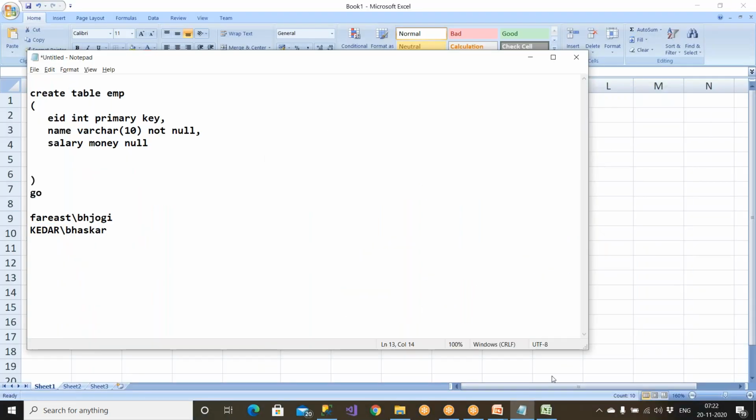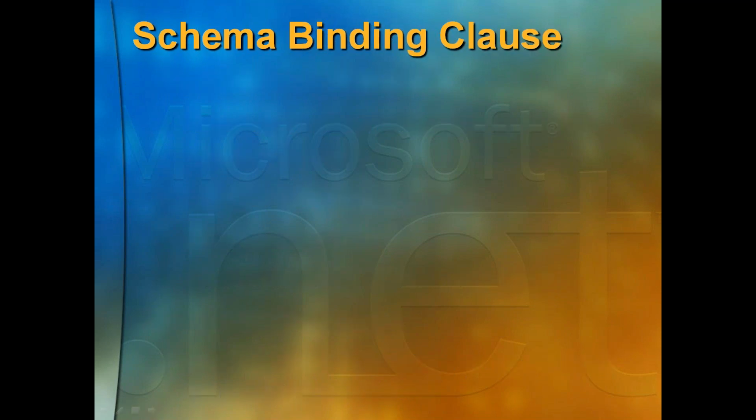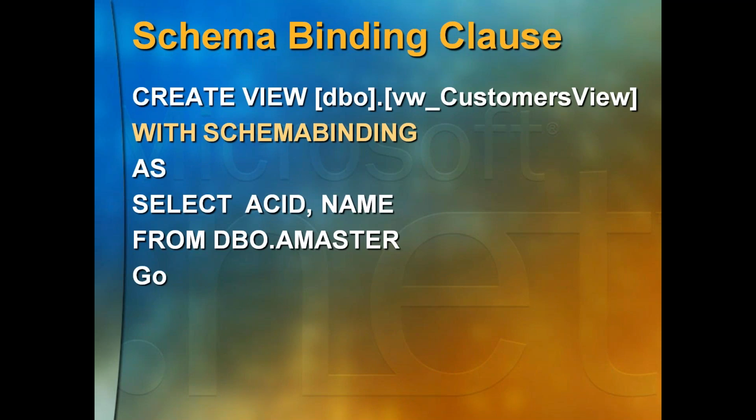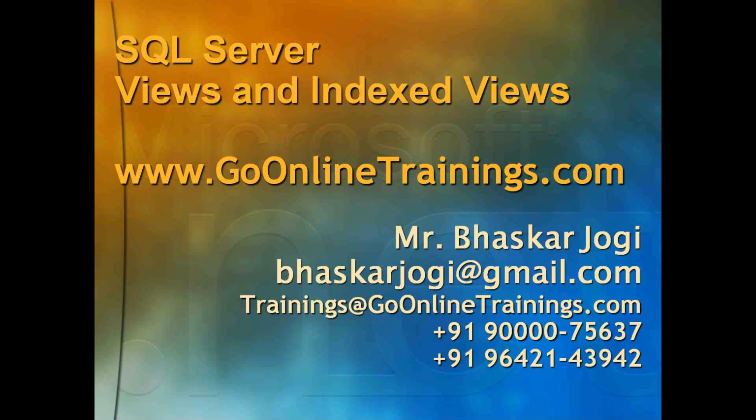Okay, guys. So that's what is very, very important. Now let me go to the WITH CHECK OPTION. Rows satisfied by the WHERE clause cannot be modified using a view. What is the meaning of this? The meaning is like this. Let us understand.